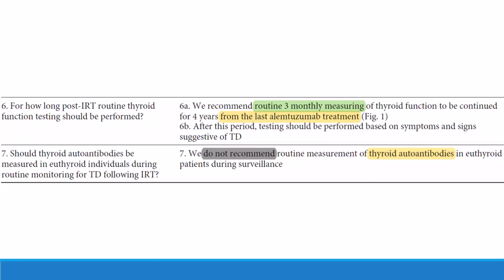How long post-IRT should routine thyroid function tests be performed? Actually, we routinely do TSH every 3 months for 4 years from the last alemtuzumab treatment, and I will cover this in the next figure. And thyroid autoantibody is not recommended routinely.